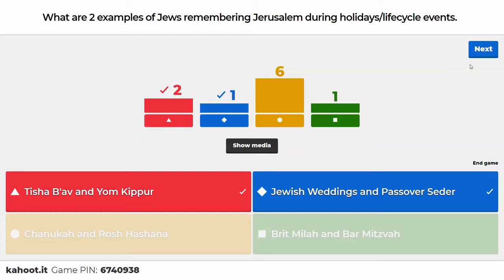So I'm going to try and actually choose two options, because it showed that only three of us got it right. Somebody chose Jewish weddings and Passover Seder, which is the right answer. Two others chose Tisha B'Av and Yom Kippur, which is also a right answer. The yellow and the green were not the right answer.